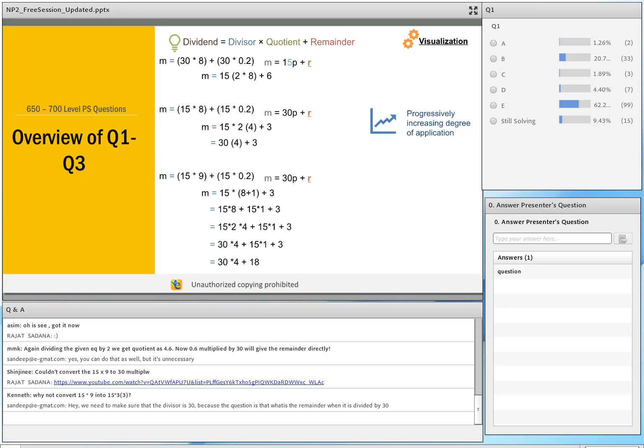In the third question, we were given that m divided by 15 was 9.2. We had to find the remainder when m is divided by 30. And again, what we did was we split 9.2 as 9 plus 1 plus 8 plus 1 plus 0.2, and hence we got the remainder. Again, it's the same concept. It's the visualization that made this progressively difficult.